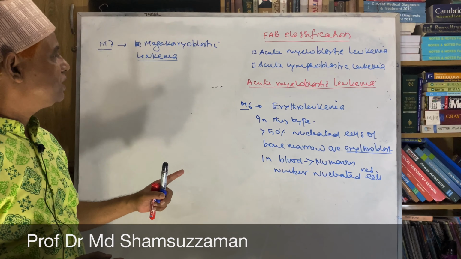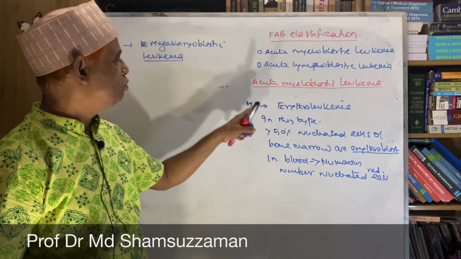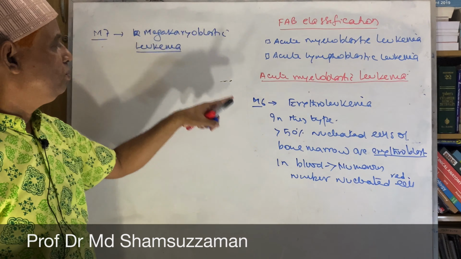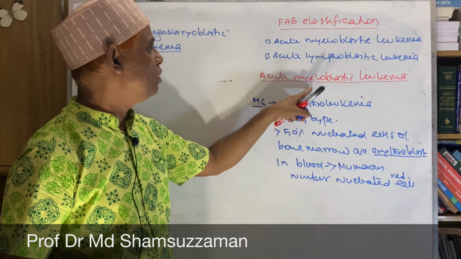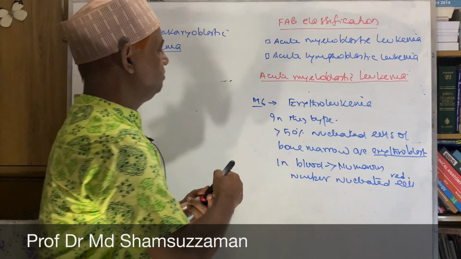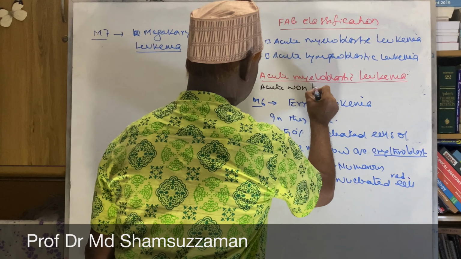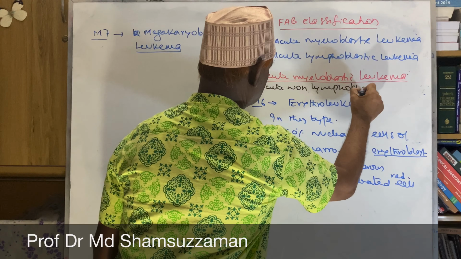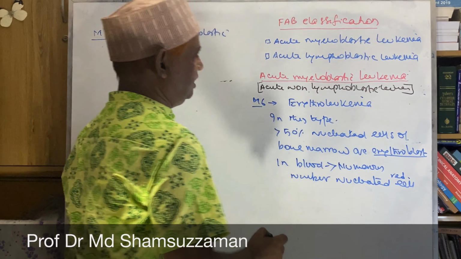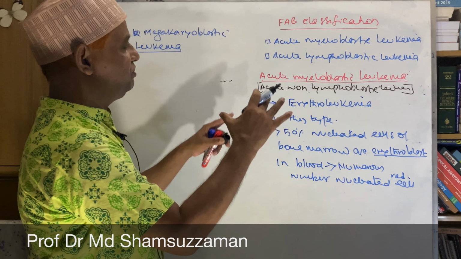Dear audience, one thing is important. In this type, from M1 to M7, there is leukemia of WBC series, leukemia of monocyte, leukemia of megakaryoblast, leukemia of RBC series. All are under the heading of acute myeloblastic leukemia. So we can say it as acute non-lymphoblastic leukemia. If we call it acute non-lymphoblastic leukemia instead of acute myeloblastic leukemia, then M1 to M7 is fitted here.